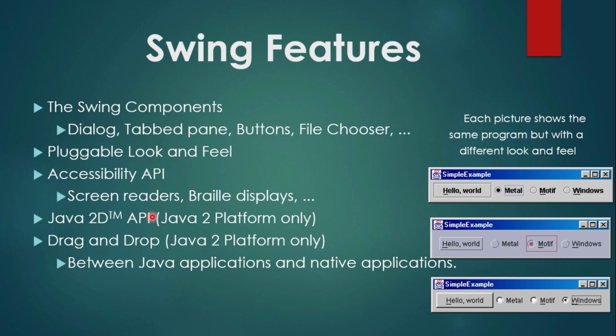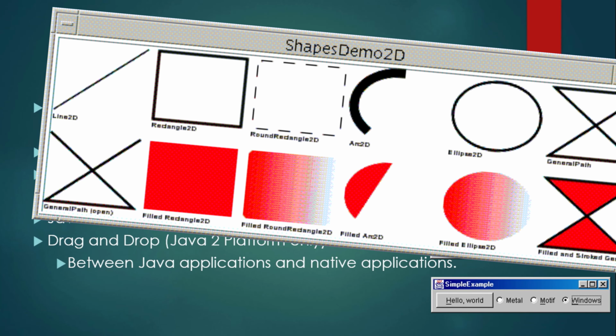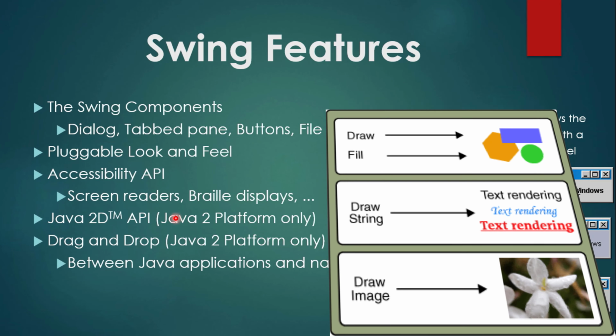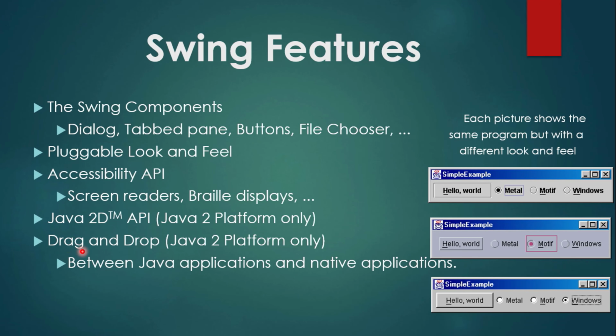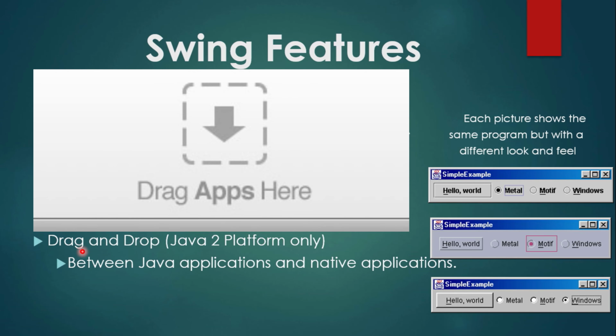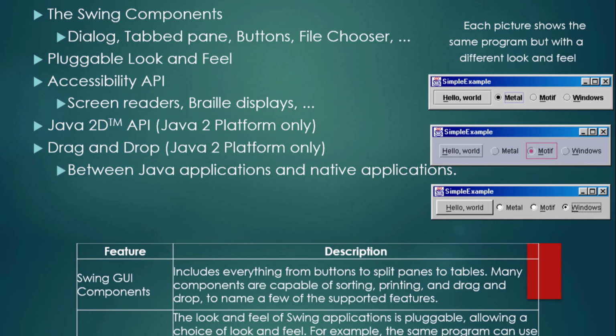Next is Java 2D API. Using this API, if you want to draw any objects like circle, rectangle, oval, you can do that. If you want to fill them, you can do that. If you want to perform operations on that, you can do that. Next we have drag and drop applications. If you want to perform drag and drop between Java applications and native applications, that can also be done.